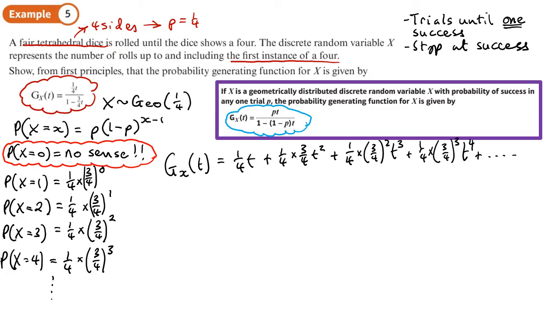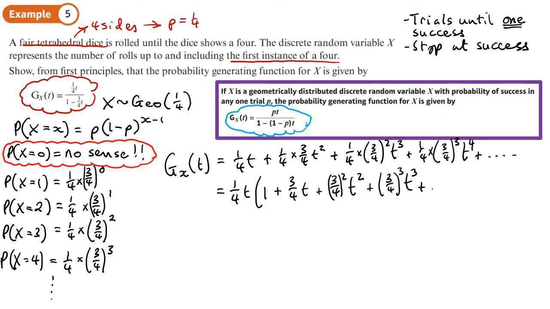Right, let's factorize it out. What can I take as a factor? A quarter t. So take a quarter t out as a factor, then I'll have 1 plus 3/4 t plus 3/4 squared t squared plus 3/4 cubed t cubed plus dot dot dot, because this goes on forever.